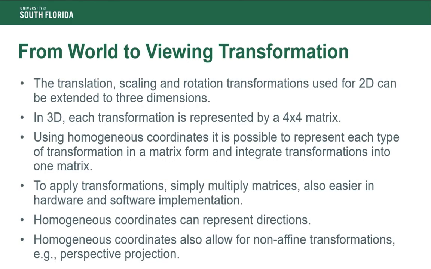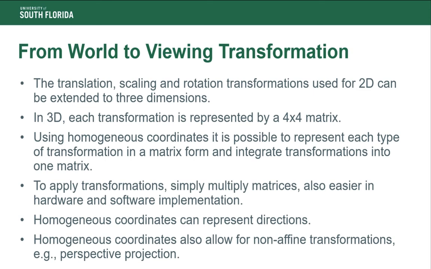So how do we transform an object from world to viewing? The translation, scaling, and rotation transformations used for 2D can be extended to three dimensions. In 3D, each transformation is represented by a 4x4 matrix. Using homogeneous coordinates, it is possible to represent each type of transformation in a matrix form and integrate the transformations into one matrix. To apply transformations, simply multiply matrices. Also easier in hardware and software implementation.